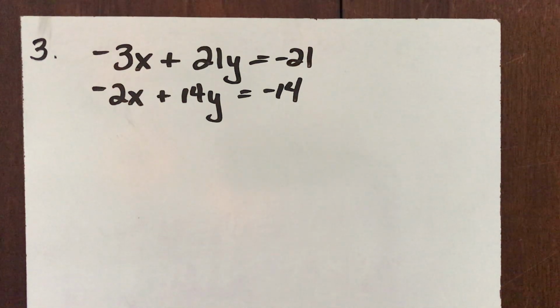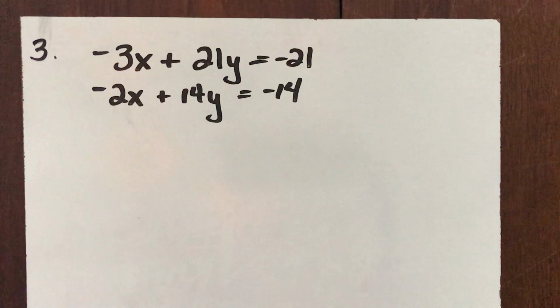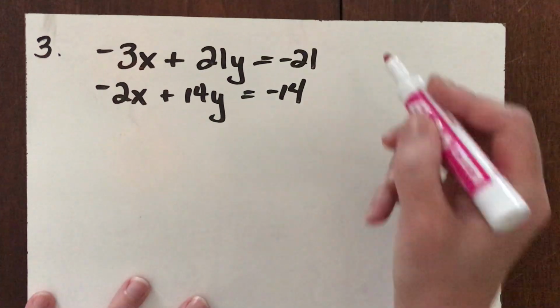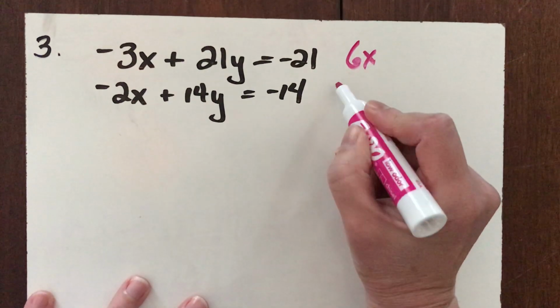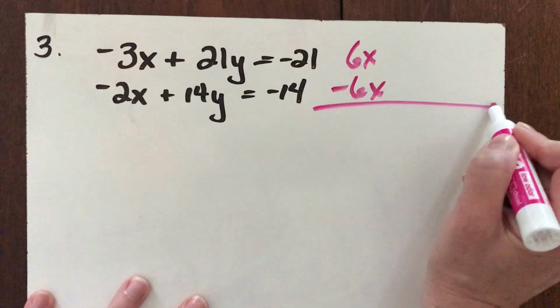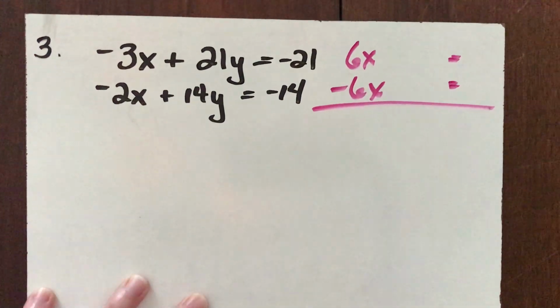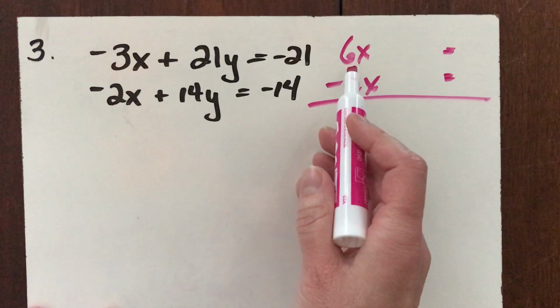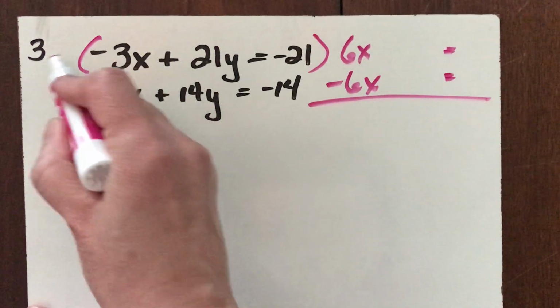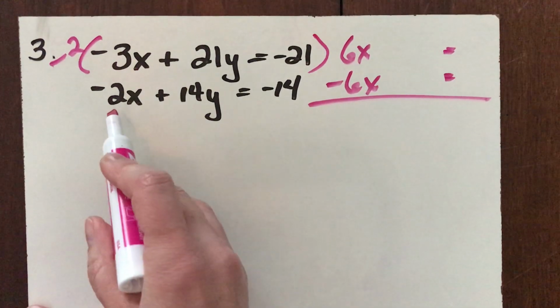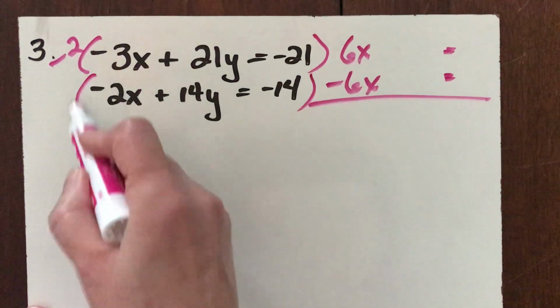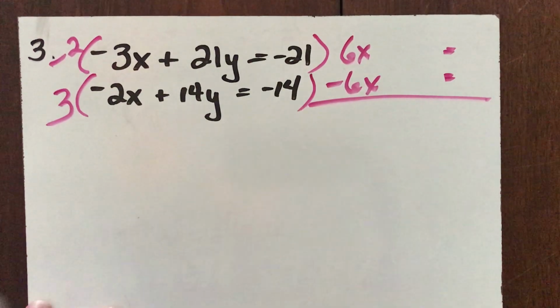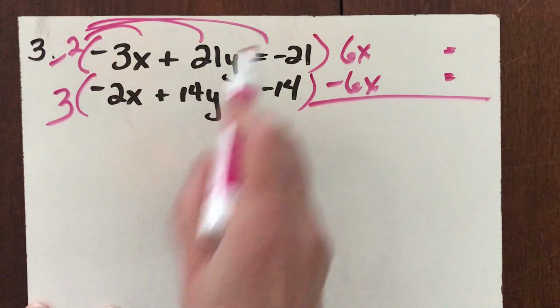So I need one positive 6 and one negative 6. The top I'm going to make positive. So I want this to be a positive 6x, and I want the bottom to be a negative 6x. Okay, so what do you multiply negative 3 by to get positive 6? Yep, that would be negative 2. And what would you multiply negative 2 by to get negative 6? That would be 3.